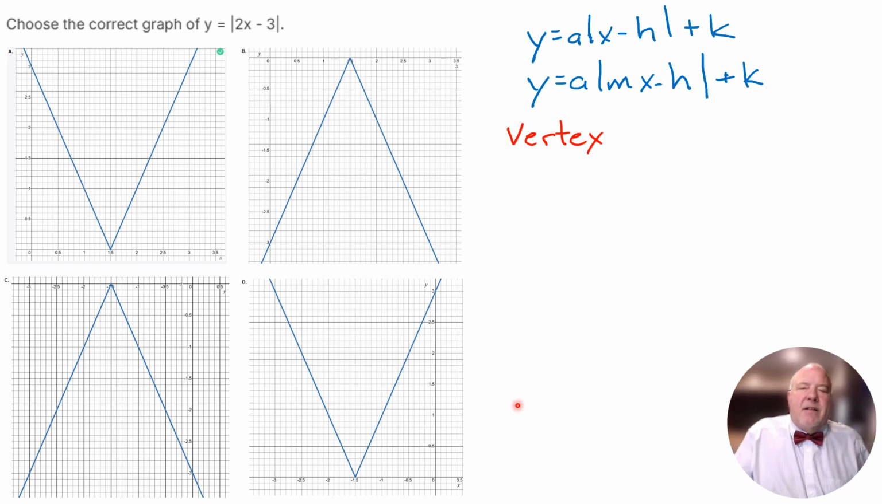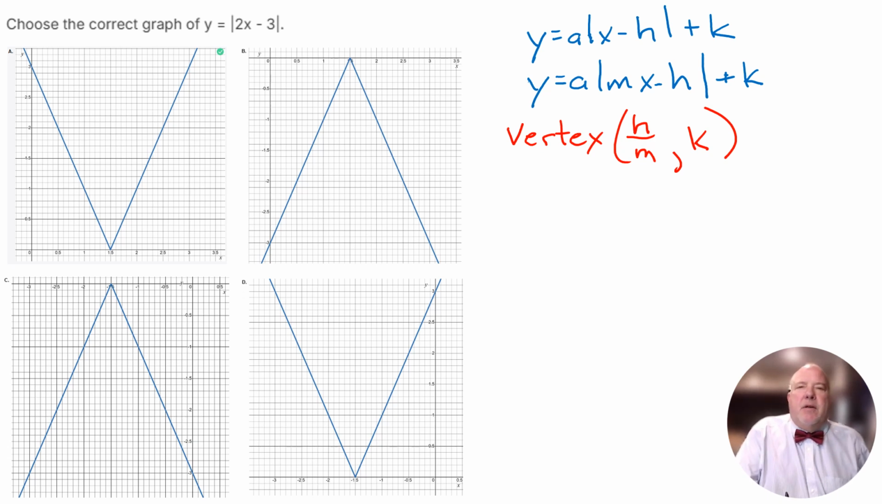Now, what determines whether it opens upward? Well, let me go back to the vertex. Let's finish what we were saying about the vertex. The coordinates of the vertex can be found by taking h over m, comma, k. So that will give you the coordinates of the vertex.